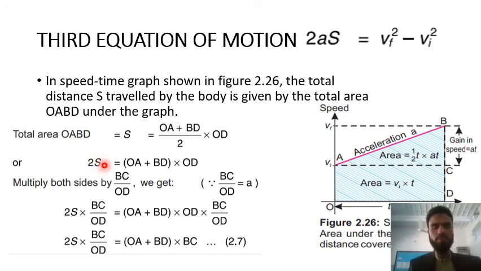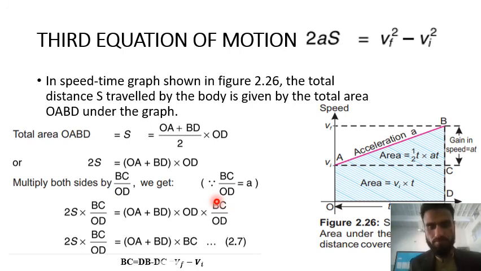So for this, if we multiply BC over OD to this side, to maintain equality, we will also multiply BC over OD to this side. So for this, BC over OD is multiplied over here, and it is also multiplied over here. Now BC over OD is equal to acceleration, so we will get 2s and a. This OD and this OD will be cancelled, so we will be left with 2as is equal to OA plus BD multiplied by BC, this one.